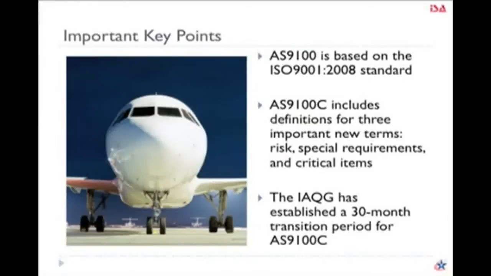AS9100 is based on ISO 9001:2008 and is maintained and administered by the International Aerospace Quality Group, which started its revision in 2005. AS9100C includes definitions for three important new terms: risk, special requirements, and critical items. Other critical changes to the standard involve quality manual relationships, risk management, customer satisfaction, project management, recognition of supplier quality data, and approval status of suppliers. The IAQG has already established a 30-month transition period for AS9100C.